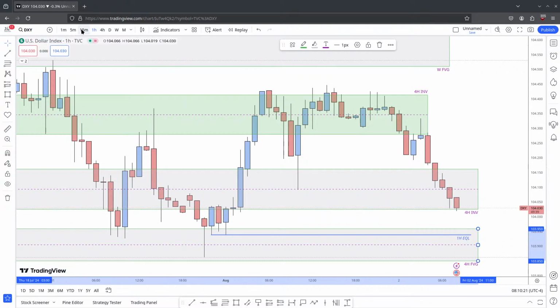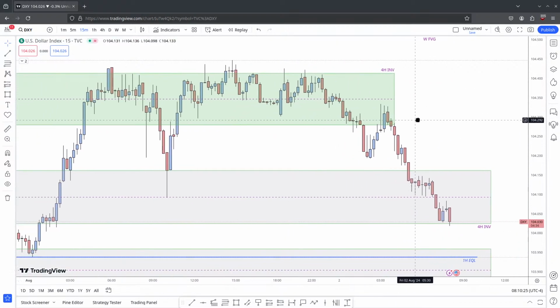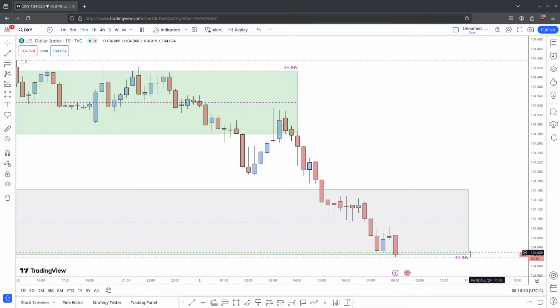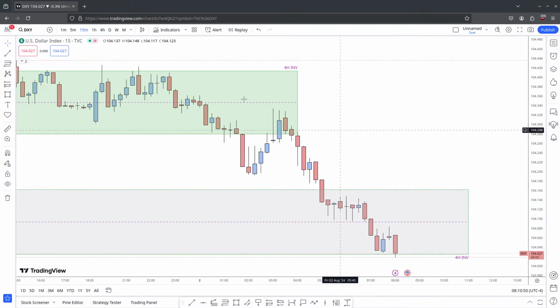And then finally into the 15, which we're sitting inside of this 4-hour inversion. We're sitting out on the lower quadrant of this below the consequent encroachment. What I mean by a lower quadrant, if we just take a fib and we just pull the fib on this, you can see we are sitting at the lower quadrant over here. So I'm looking at that.